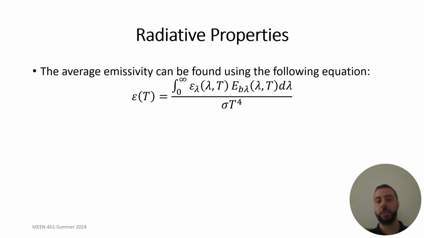So the average emissivity can be found using the following equation, where epsilon lambda, depending on both wavelength and temperature, times the black body emission, which again we've mentioned before also depends on wavelength and temperature, divided by the total black body emission. So we'll do an example that applies this equation so that you can have a good understanding of how to apply it.